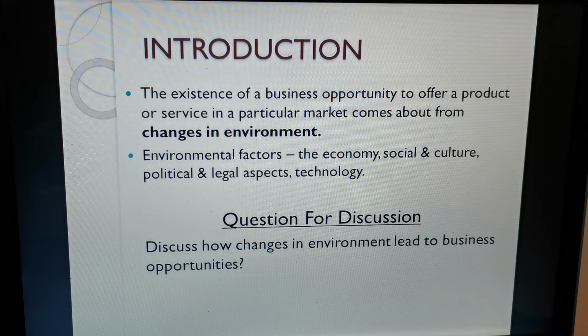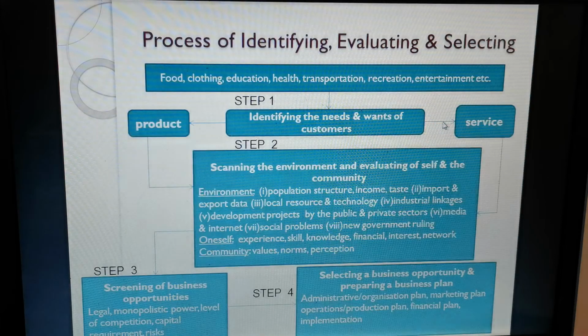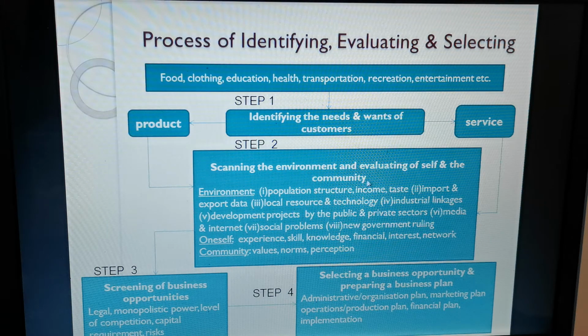So let us look into the process of identifying, evaluating, and selecting. For example, look at number one here: food, clothing, education, health. It can be any type of business. So step number one, identify the needs and wants of customers. This can be divided into product and also into service. Step number two, scanning the environment and evaluating oneself and also the community.